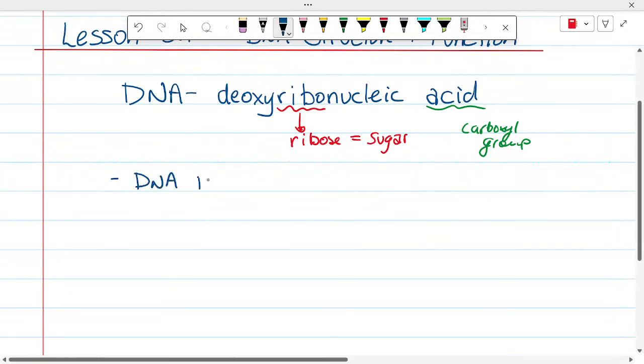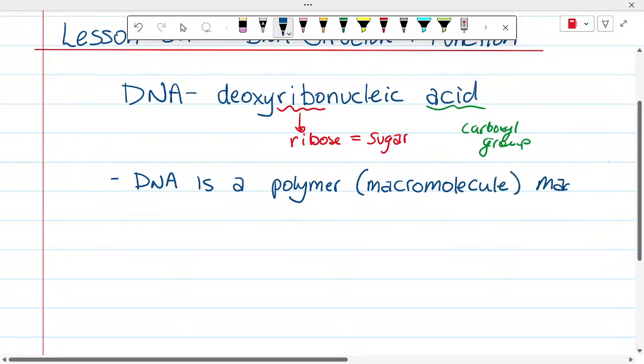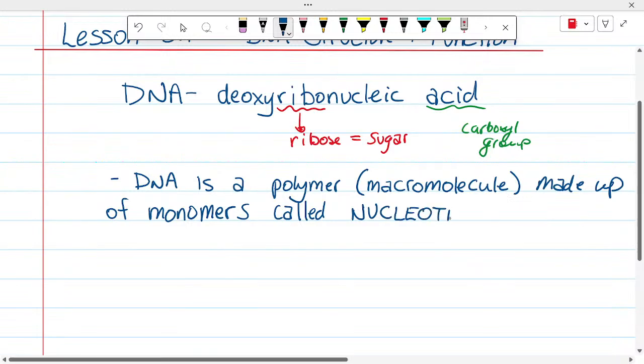So DNA is a polymer. And what's another word we use for polymers sometimes? Yeah, it's a macromolecule. Made up of monomers called, what's the monomer of a DNA molecule again? Nucleotides, good.